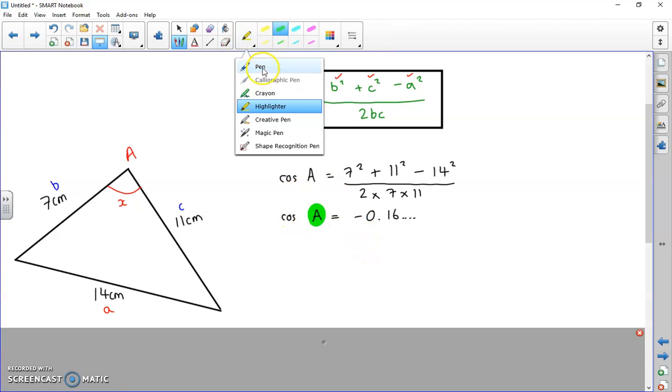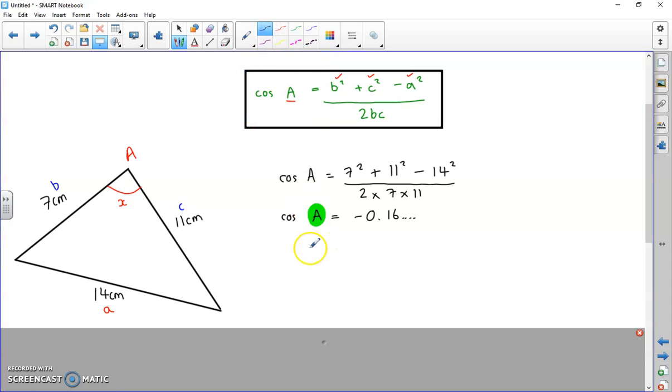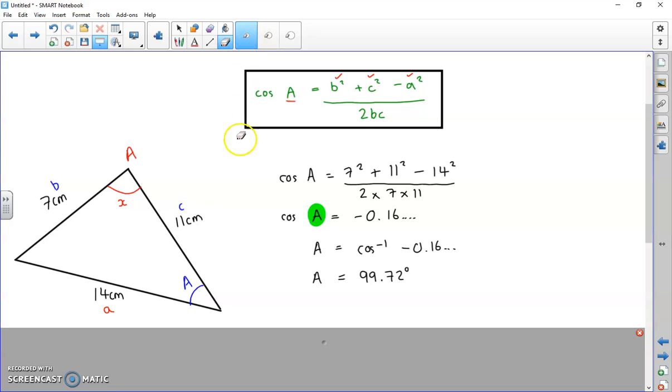We want A on its own, remember? So we need to get rid of that cos. The inverse of cos is cos minus 1. So cos minus 1, you can use the answer key in your calculator. You should be able to get an angle of 99.72. And if I wanted any of the other angles in that triangle, all I'd need to do is change the lettering. So if I wanted the angle down in the bottom right, I could just call that capital A and relabel all the sides and start again. You can find any angle you like.